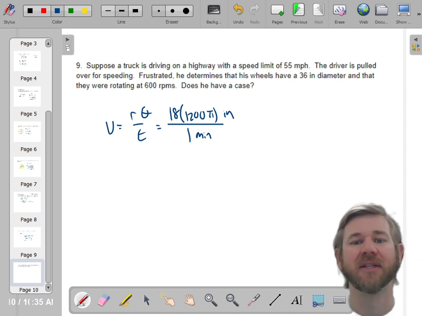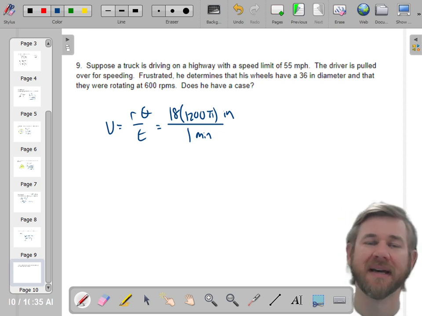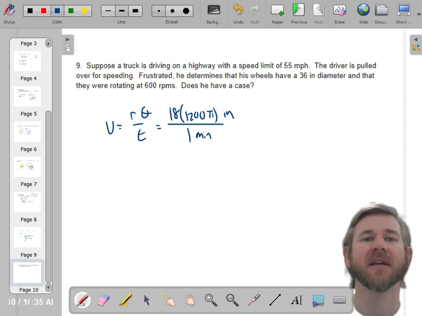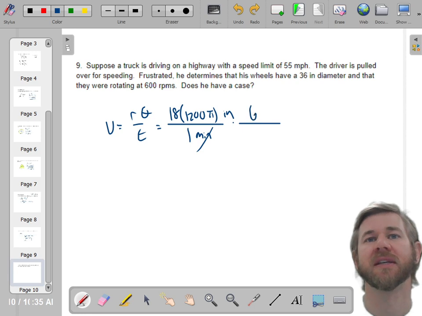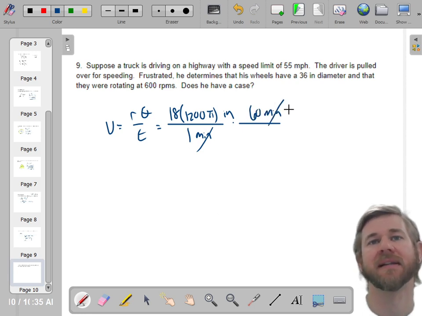We're going to have to convert that, because we're trying to get to miles per hour. Right now we are in inches per minute. So we're going to have to convert the time, and we're going to have to convert the distance. So this is dimensional analysis. First, let's do the time. There are 60 minutes in an hour. I'm trying to cancel out minutes, so I'm going to put minutes on the top. That way these cancel out, and now I'm in inches per hour.